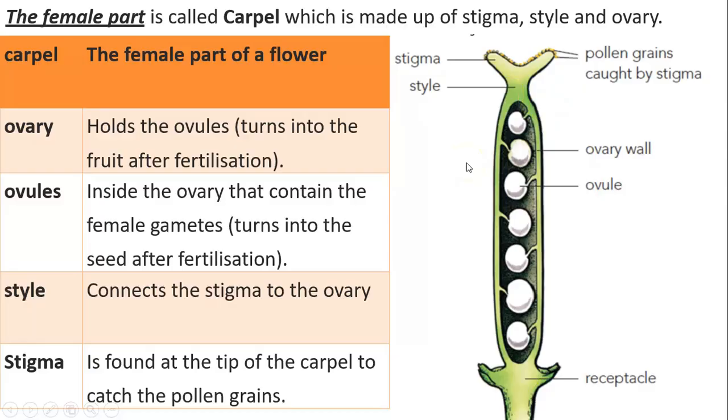Okay, style. What's the style? Again, it is the channel that connects the stigma to the ovary. Stigma, it is the sticky part. It's the top of the carpel. It is the one responsible for catching the pollen grains.